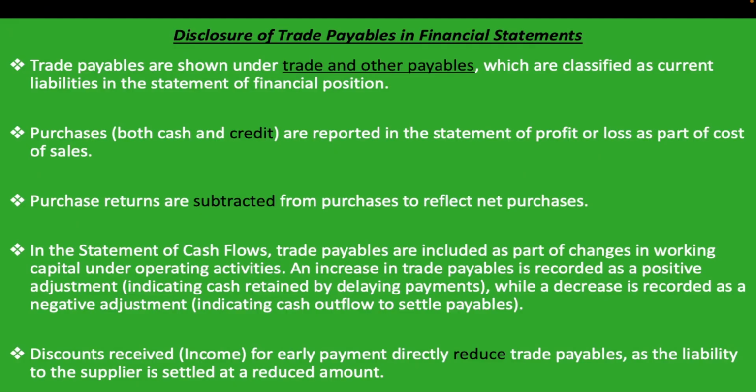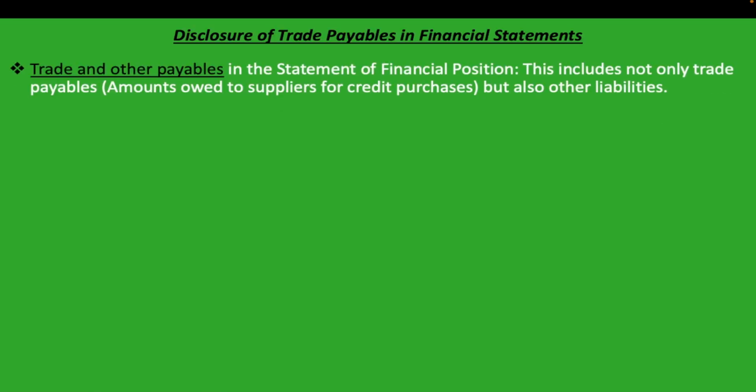So how would it appear in the statement of financial position specifically? Because we've already mentioned that trade payables will be part of trade and other payables. That means when you see the line item under current liabilities of the statement of financial position written trade and other payables, it may not just be for trade payables, it might include other payables as well. So let's have a look at that. Here we go, trade and other payables in the statement of financial position. This includes not only trade payables, meaning amounts owed to suppliers for credit purchases, but also other liabilities.